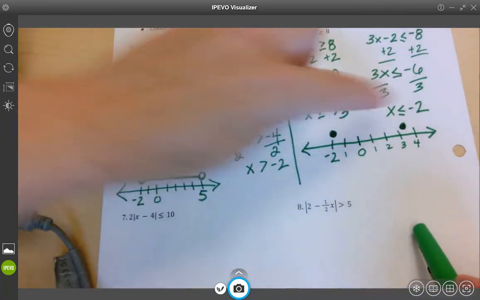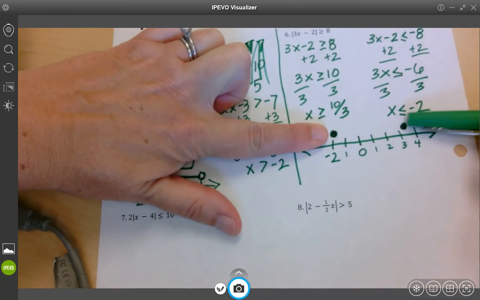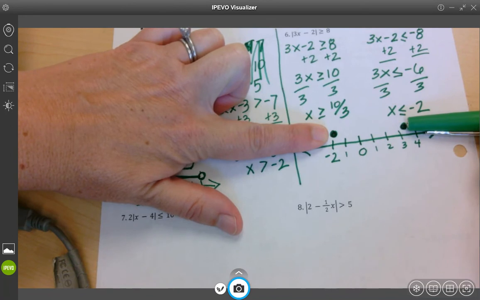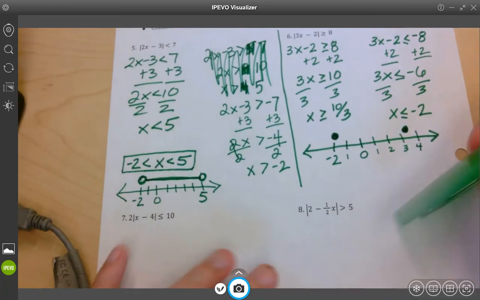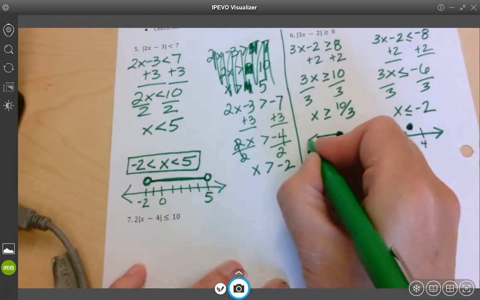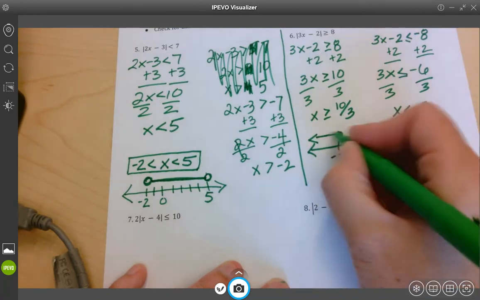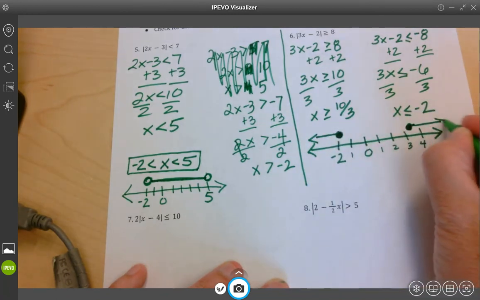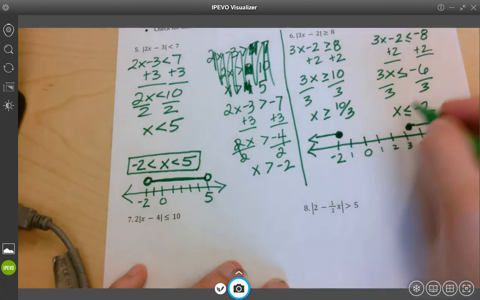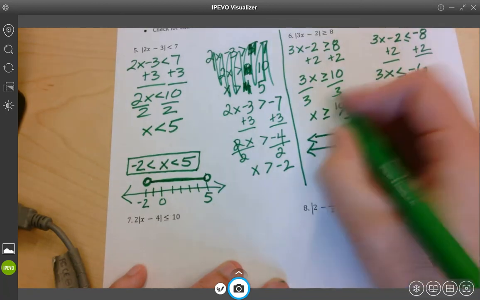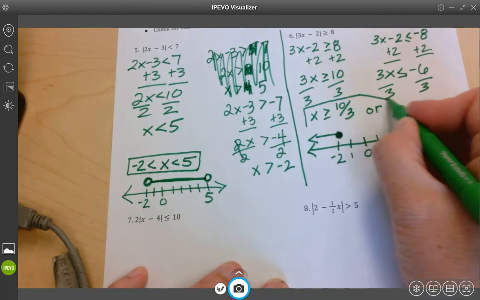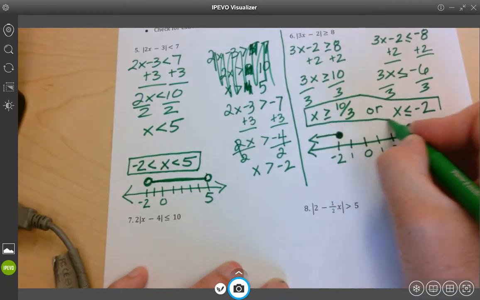All right, so this time I have less than -2 and I have greater than 10/3. Can I be both of those things at the same time? What number would be both less than -2 and greater than 10/3? There's none, right? So this time it's an or. I could be less than -2 or greater than 10/3, but not both. So this time when you put them together, you can't put them into a single statement. You've got one or the other.